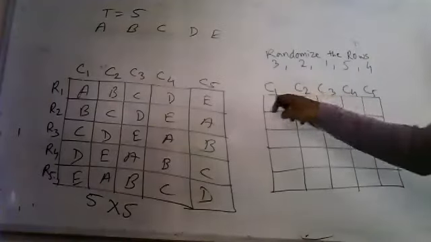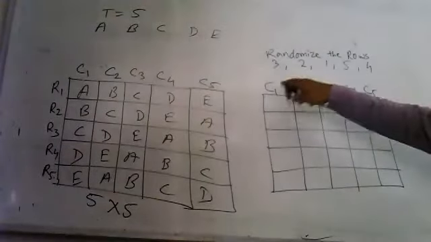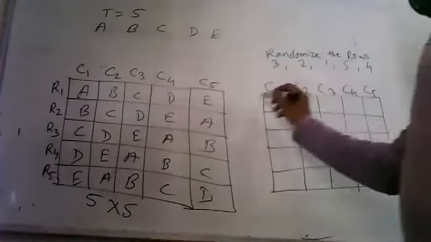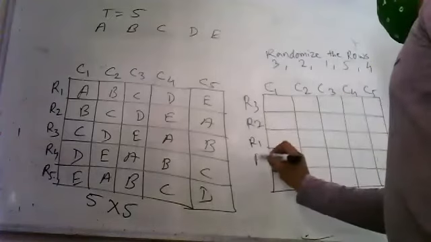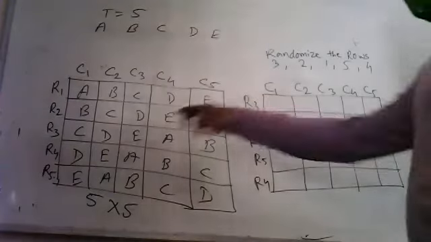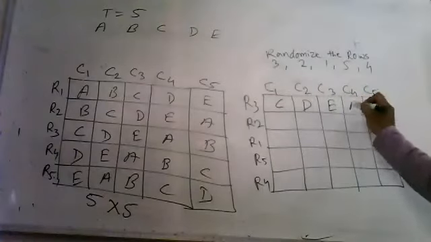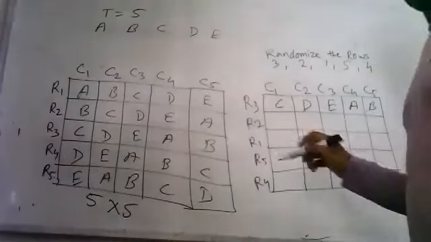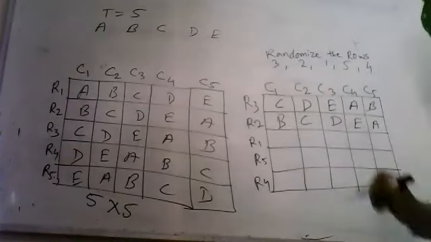We are not randomizing the columns. We are randomizing the rows. So columns will remain as is, C1, C2, C3, C4, C5. Now, first is the row 3, R3, then R2, then R1, then R5, and then R4. So write down what is R3: C, D, E, A, B. Now second row: B, C, D, E, A.